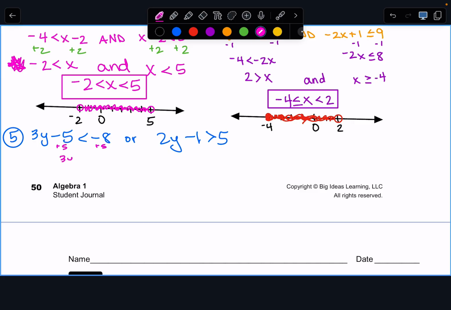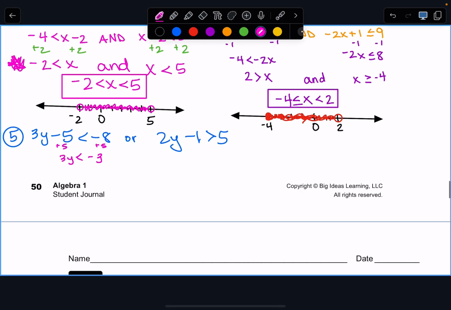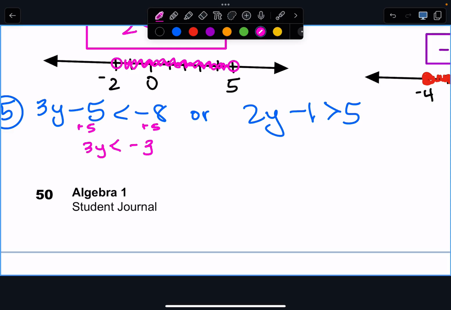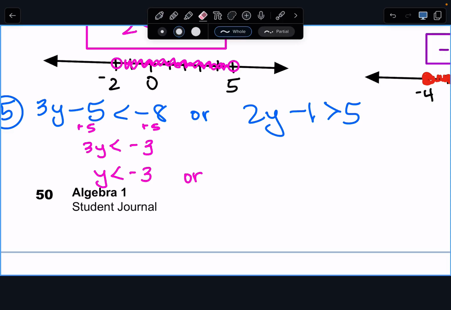Add 5, so 3y is less than -3. Okay. What do we do next? Divide by 3. Do I need to flip my inequality sign? No, I did not divide by a negative. Okay. Or, in my second one, we are going to need to add 1 to both sides. And then divide by 2.